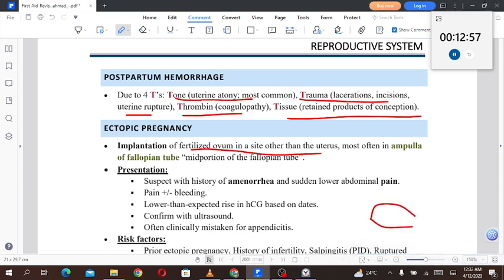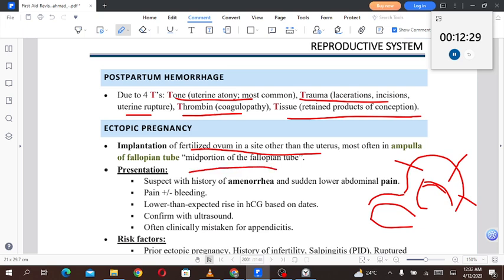So suppose this is the ovary, and here we have the fallopian tube moving upward and like that. So this is the fallopian tube. Here we have the ampulla, and then we have the narrow point, that is the isthmus, and then the interstitium. So the ampulla is the most common site of fertilization. So the most common site of ectopic pregnancy is also the ampulla of the fallopian tube, the mid portion of the fallopian tube.